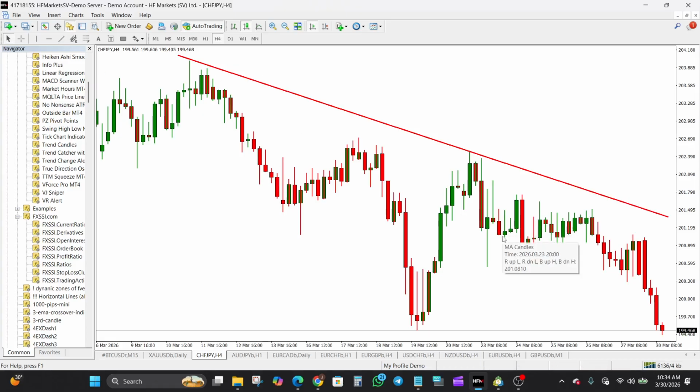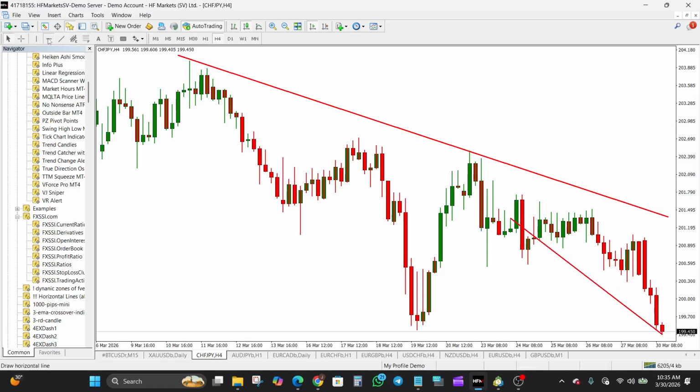But of course, make sure you get your confirmations, right? Maybe you can use candlestick patterns or other indicators for additional confirmations, right? So in this case, this was a good time to sell. Now, after selling here, we can perhaps set our stop loss above the previous high, and then you just wait for that particular leg down.